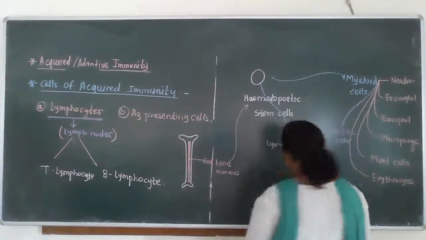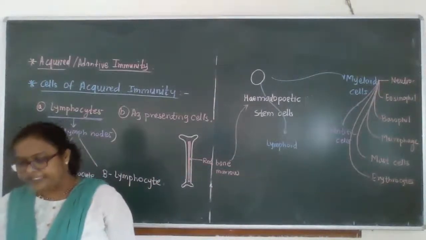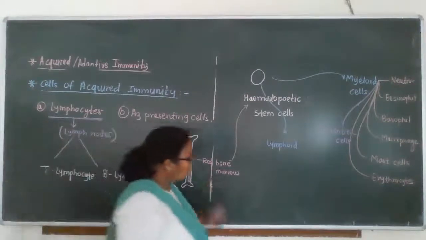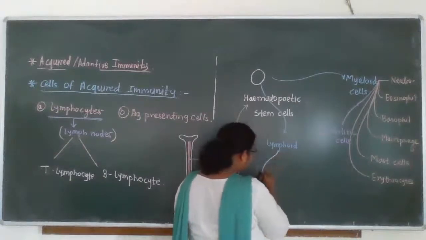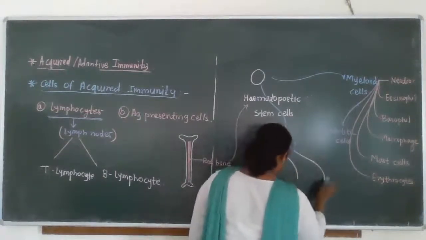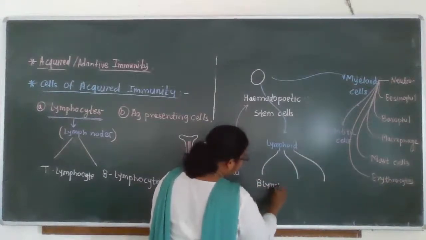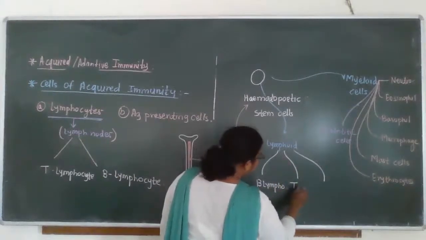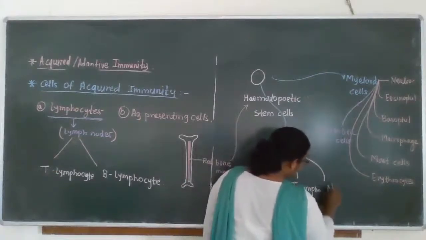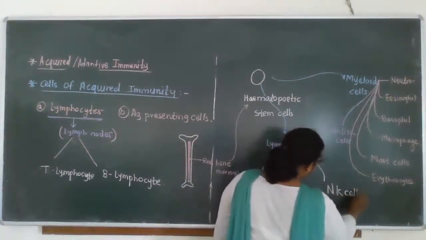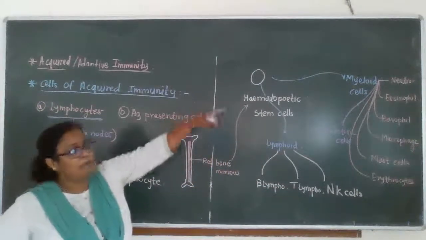Okay, so different types of cells get formed. Dendritic cells also get formed. Now from the lymphoid cells, three different types of cells get formed. One is the B lymphocyte, another one is the T lymphocyte, and NK cells, natural killer cells. So different types of cells get formed, and this all happens in the bone marrow.